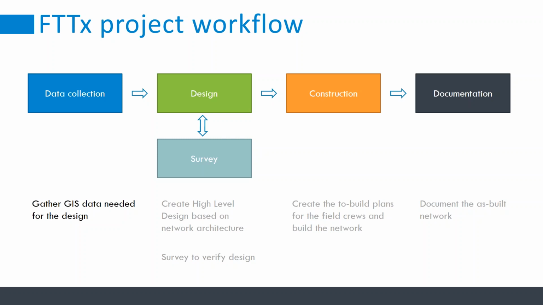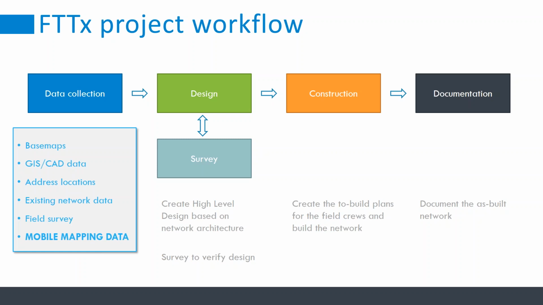And the first stage that we look at is gathering the GIS data that is needed for the design. This GIS data can come from a lot of different sources. You can have base maps, you can have existing GIS or CAD data that you have yourself or that's purchased from a third party. Also, address locations can be provided by the government instances or can be publicly available. You can have existing network data if you're looking to upgrade your network, perhaps from copper network or coax network.